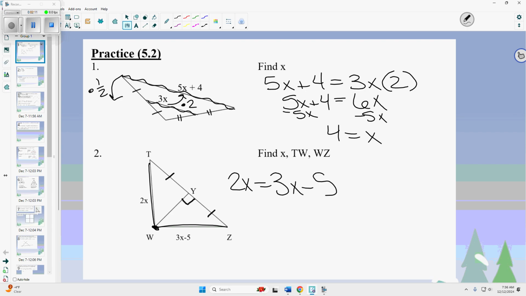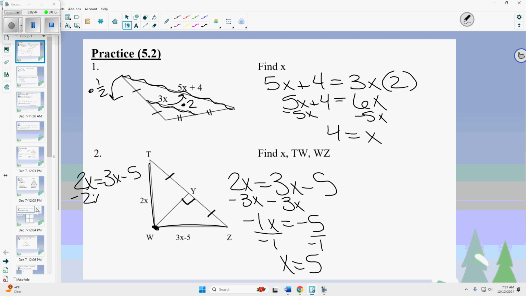How are we going to solve that? What are we going to do? Which will give me a negative 1x equals negative 5. Divide by negative 1. Did anybody subtract the 2x? Okay, if you had subtracted the 2x, what I need you to remember is when you subtract 2x on that left-hand side, what do we get? What's 2x minus 2x?